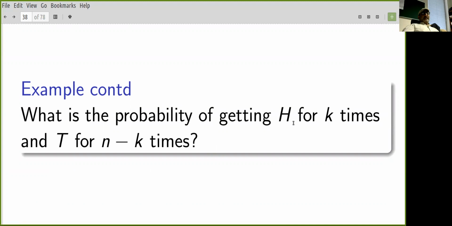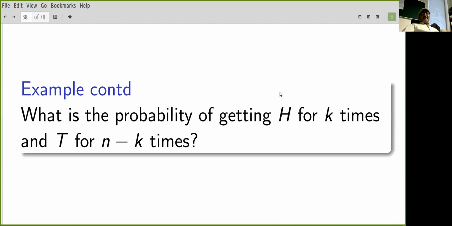Well, think of this. Think of a sequence which has k H's and then n minus k T's. What's its probability? It's p to the k times q to the n minus k. Now, if you can have rearrangements of these H's and T's, how many are there? There are n choose k such arrangements.